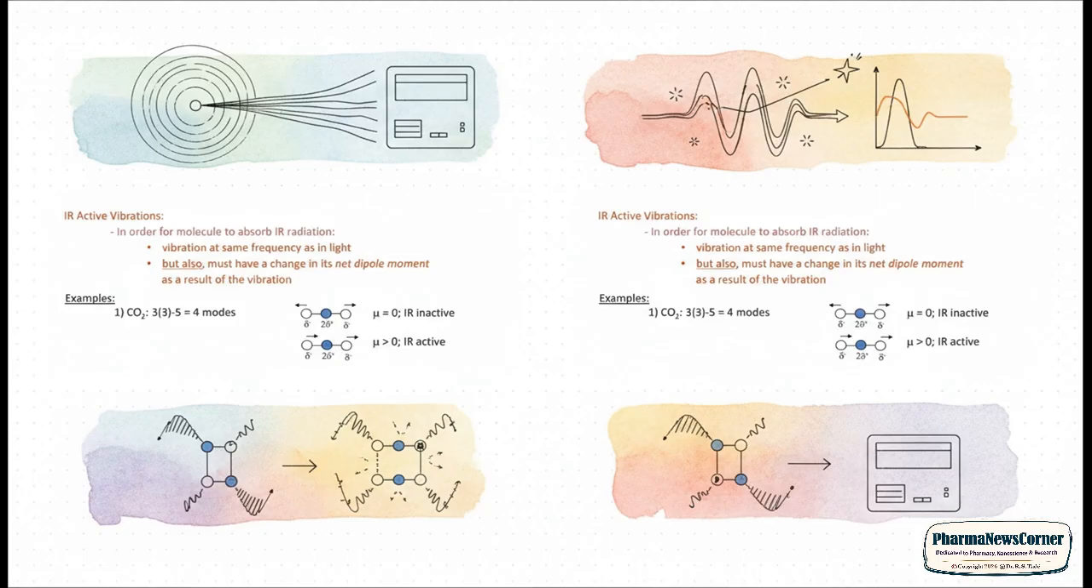Here, one oxygen moves in while the other moves out. This totally breaks the symmetry. The charge isn't balanced anymore, and it's constantly changing as the atoms move. Because that net dipole moment is changing, this vibration is IR active. It absorbs that specific frequency of light, and we get a signal.